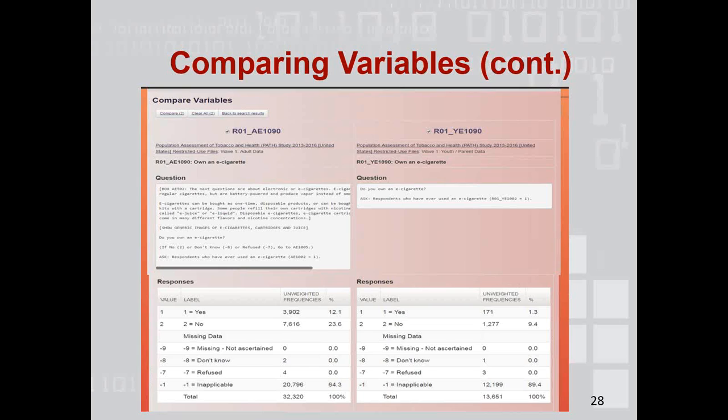But the actual wording of the question is the same, but there is a lot more information associated with the question from the adult file than with the youth. And that's one reason why we encourage you to look at the code books and the questionnaires together as you go through the data.